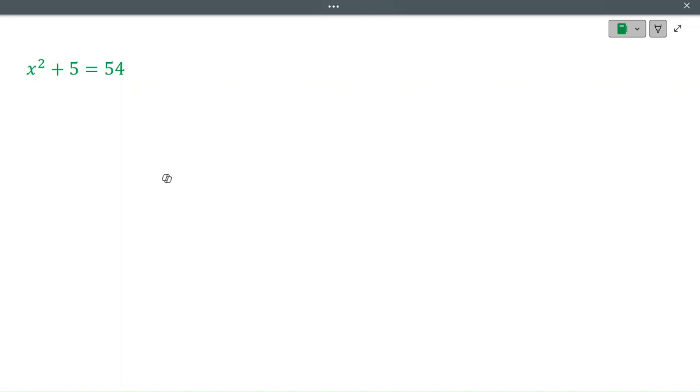So we are going to solve this using the order of operations, and our first goal is to get x squared by itself. So to do that, we are subtracting 5 from both sides. When we do that, we get x squared equals 49.